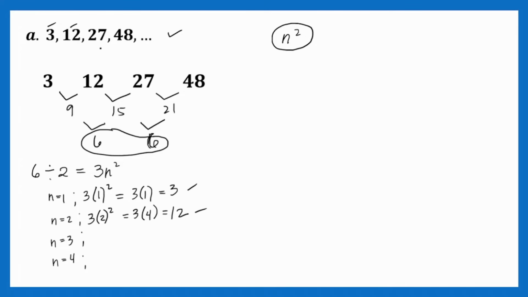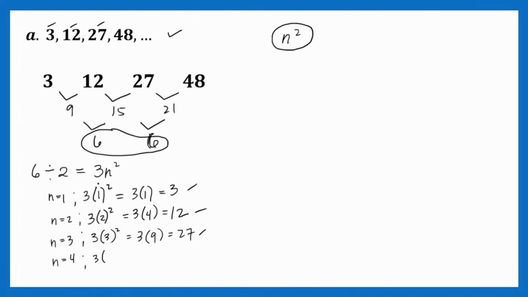So, check natin kung lalabas pa yung 27 saka 48. Tapos yung n magiging 3 naman. Kasi ito daw, sinabi niya n is 3. So, we have 3 squared. 3 times 3 is 9. 3 times 9 is 27. Wow. Alright.